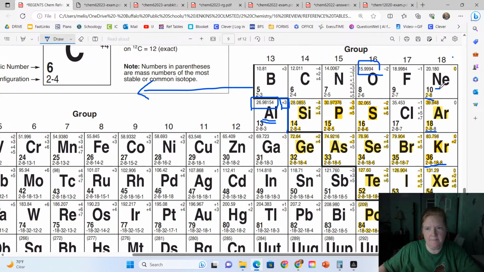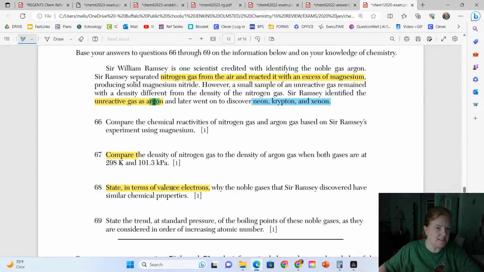Neon has 10, argon has 18, krypton has 36. So just be careful. The question is worded in terms of valence electrons. Yes, they all have the same last outer shell because that is valence electrons, exactly. So they have 8 valence electrons. They have the same number of valence electrons.